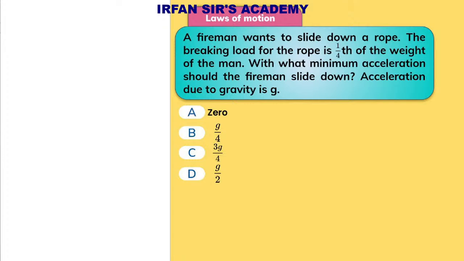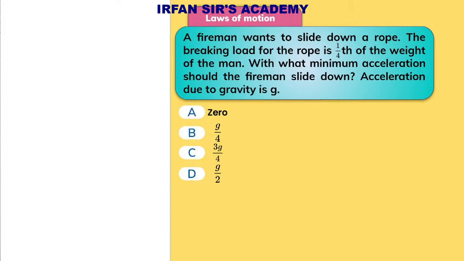Tell me the answer for this question. What is the question? A fireman wants to slide down a rope. The braking load for the rope is 1/4 of the weight of the man. What is braking load? Whenever there is a rope, there is a force that's called tension. Remember that there is tension, and that tension is 1/4 of the weight of the man. With what minimum acceleration should the fireman slide down? Acceleration due to gravity is g. You have to give the answer in terms of g.